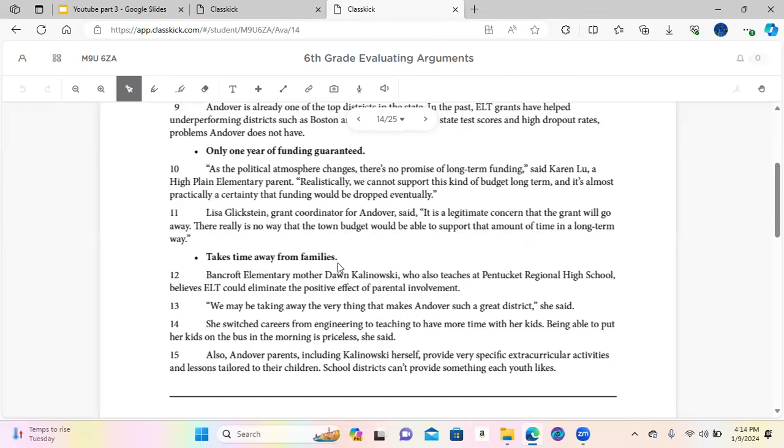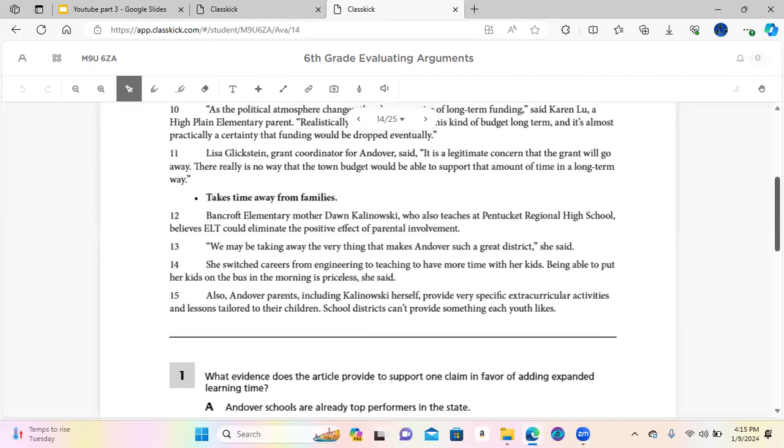This takes time away from families. Bancroft Elementary mother Dawn Kalinowski, who also teaches at Pentucket Regional High School, believes ELT could eliminate the positive effect of parental involvement. We may be taking away the very thing that makes Andover such a great district, she said. She switched careers from engineering to teaching to have more time with her kids. Being able to put her kids on the bus in the morning is priceless, she said.